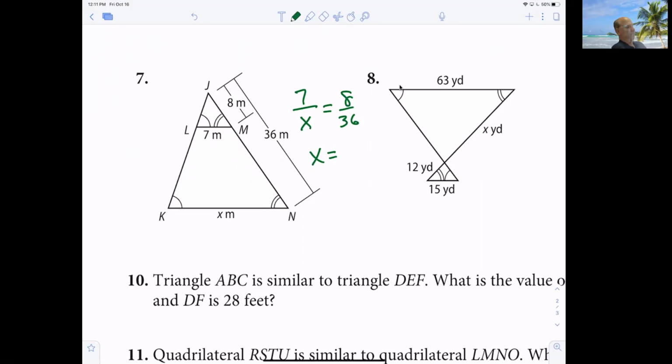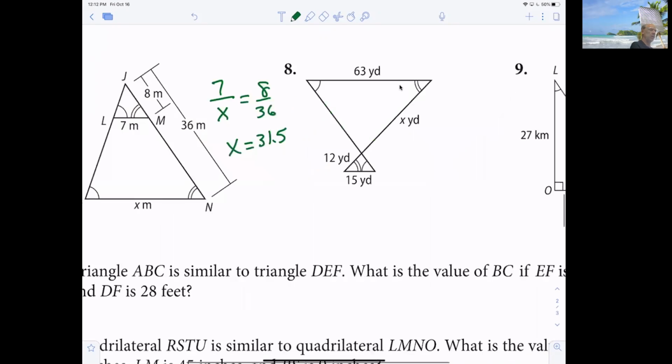What? That's what I got. 31.5. How much? 31.5. Wow. Is everybody else getting that? Yeah. All right. I'm assuming it's right. Ashley never misses any, so I'm sure it's right.